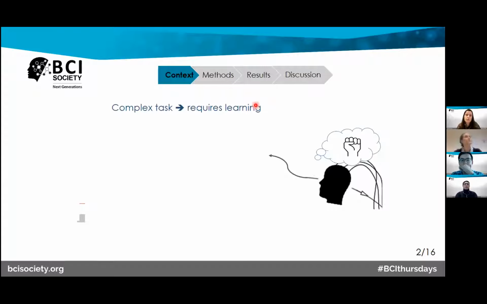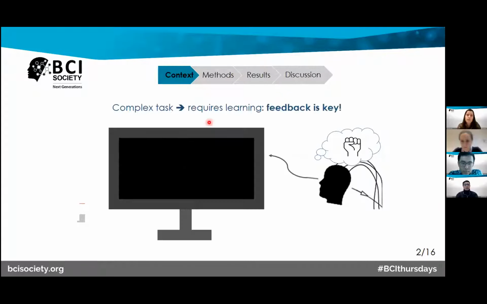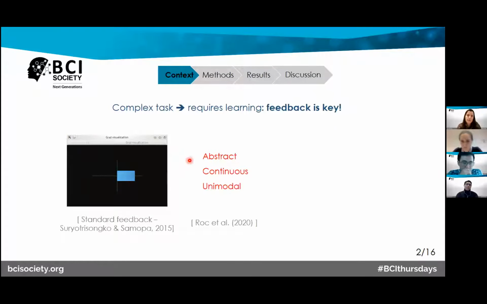So learning to modulate your neural activity is quite a complex task. It's going to require learning from the participant. And the key element of this learning is really the notion of feedback. So this is the feedback that is used in most BCI paradigms. The blue bar represents how well your motor imagery is recognized by the system. You can see this is quite an abstract feedback. It is given continuously and it is unimodal, meaning only a visual feedback.